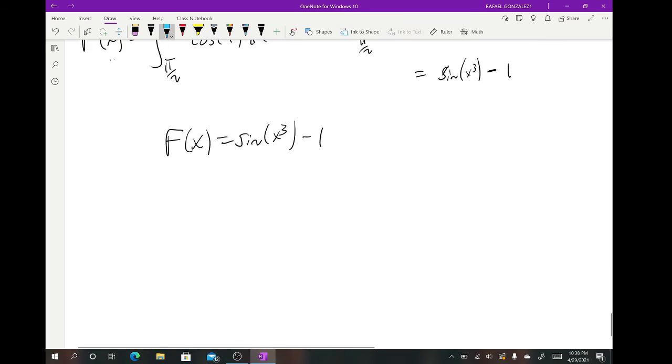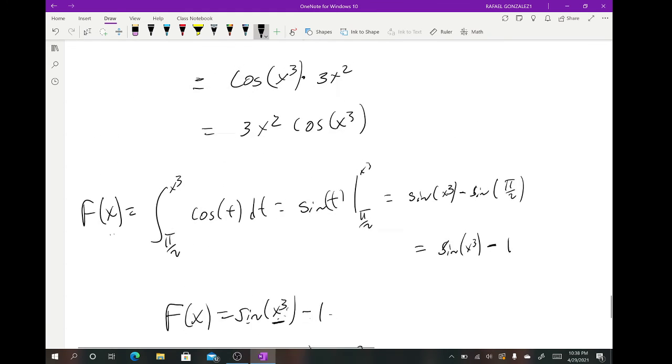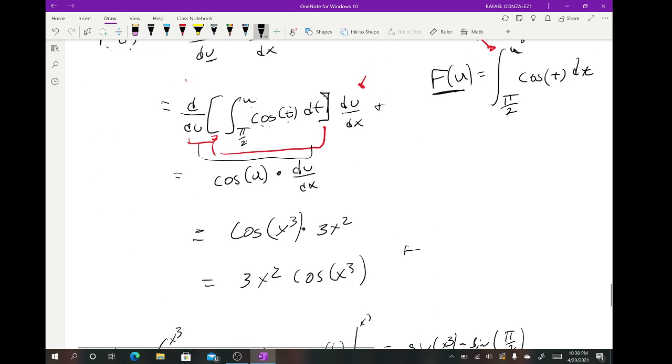I now have rewritten f of x. So if you take the derivative, you find f prime of x. The derivative of sine is cosine, so it's going to be cosine of x cubed, but by the chain rule, because this is a function on the inside, we have to multiply by the derivative of the inside, which is 3x squared. And the 1 goes away because the derivative of a constant is 0, so it's equal to 3x squared cosine of x cubed, which is what we had up here using substitution.